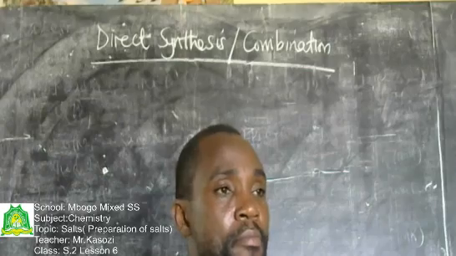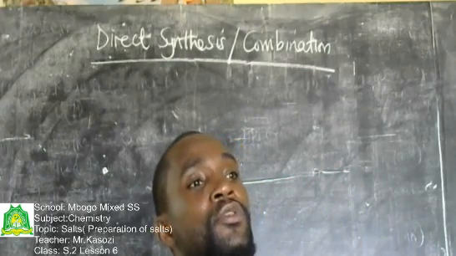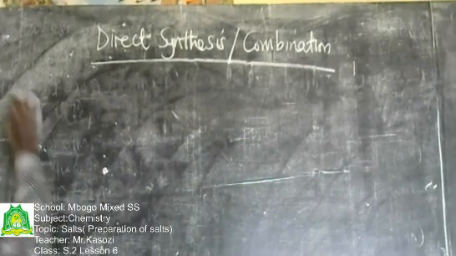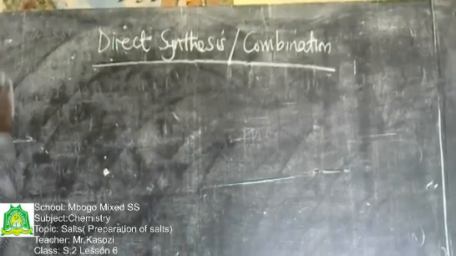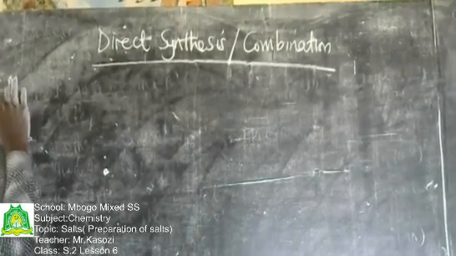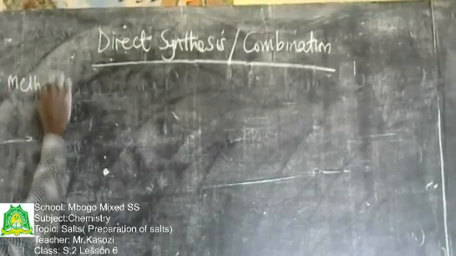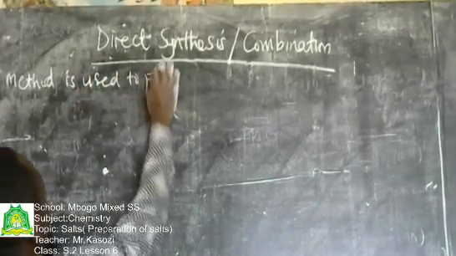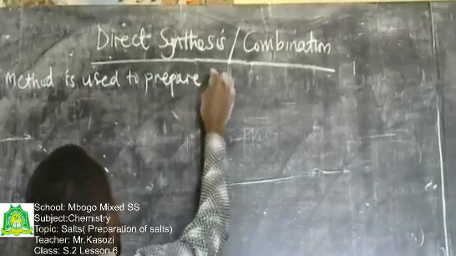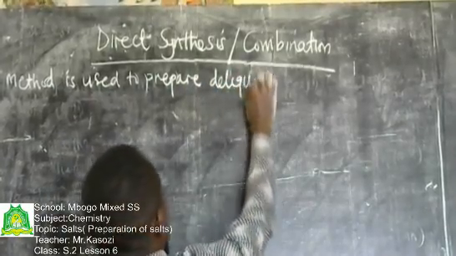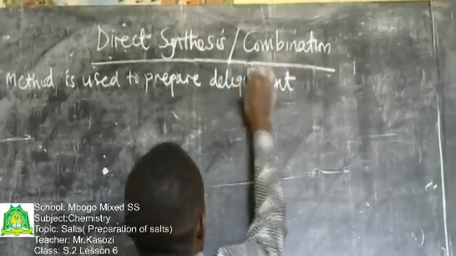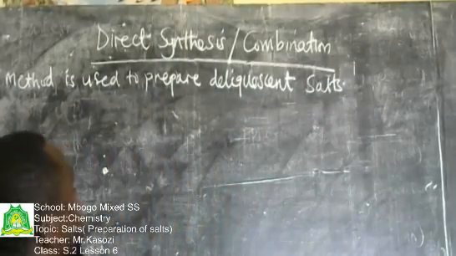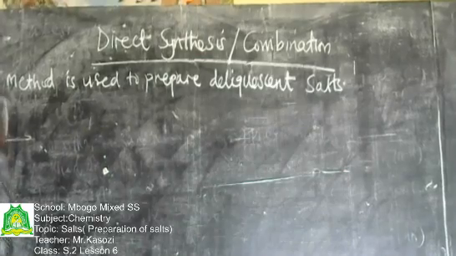So this method is used to prepare the deliquescent salts, most especially deliquescent salts. This method is used to prepare the deliquescent salts only, examples of salts.